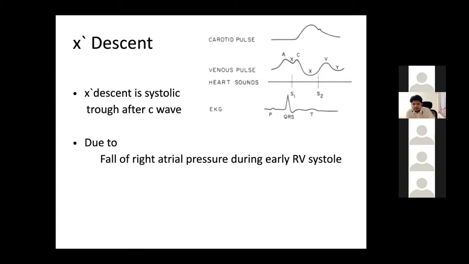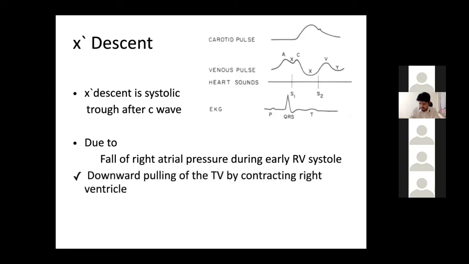So in atrial fibrillation, which is one of the important causes of absent X descent, the X prime is sometimes preserved. Many a time they will ask you what happens to the X prime. So in atrial fibrillation, you get absent A wave, you get absent X descent, but the X prime may be preserved. So this is one of the important findings.